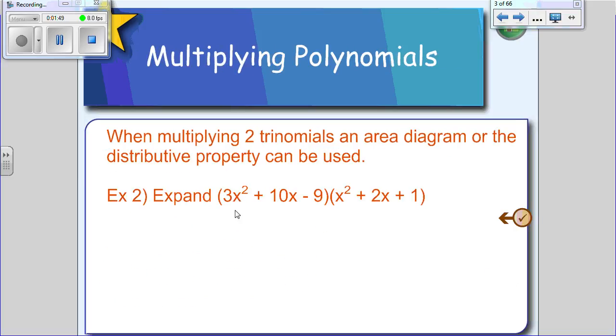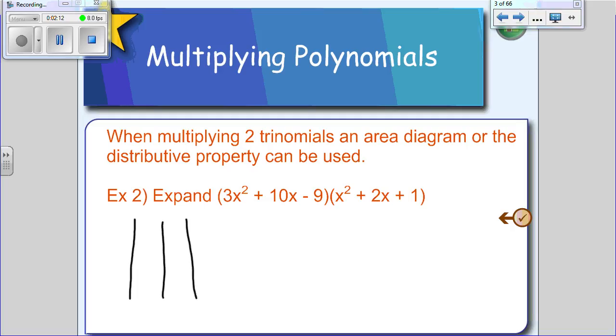We can also do it with even bigger things, such as these two trinomials multiplied by each other. In this case, almost everyone in the room uses the area diagram. Some people still use distribution. If you want to do that, that's fine. So we're going to multiply this using our area diagram. So that's where you set up a nice little grid.